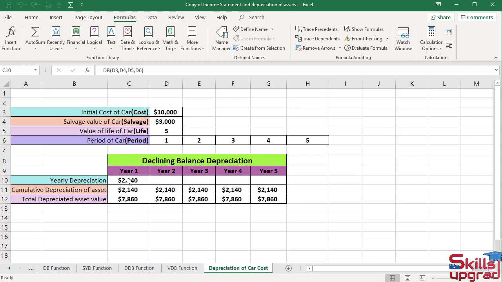So after year 1, the depreciation value of the car will be $2,140, and this value reduces the original cost of the car. At the end of 1 year, the price of the car will be $7,860. Paste the same formula in other cells.